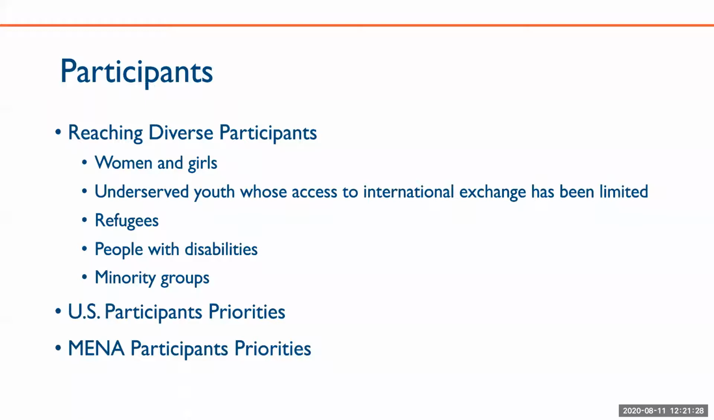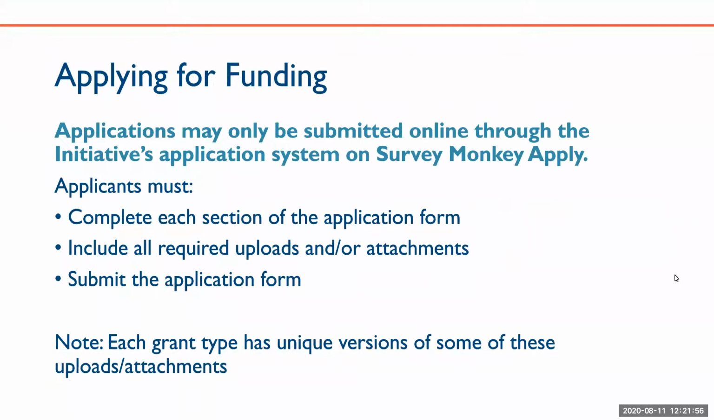Applicants will be asked to state clearly in their proposal whether their planned participants meet these priorities, and if they do, how they will commit to serving these participants during the grant's period of performance. Grantees that propose to meet these priorities will be held accountable to meet their commitments over the course of the grant. You can read more about these priorities and how applications will be scored for this criterion on the call for proposals. Now I want to speak very quickly about the process for applying for funding.